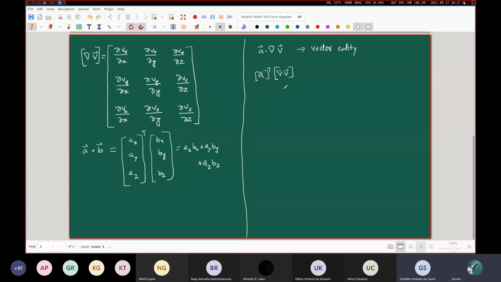Sir, excuse me, sir. Yeah. Sir, I have one more logic behind calling it a vector entity. Okay. The nabla of a vector V is a second order tensor, and we are taking a dot product with a first order tensor or a vector. So the total order will be decreased by 1. Suppose if we are taking dot product of 2 single order tensors, we will get a scalar, so it is of order 0.